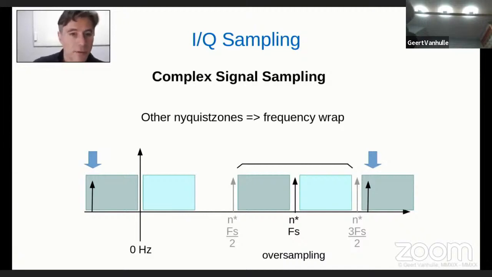So this is often misunderstood. You see here in the complex number field, once we are in our digital domain with our complex samples, we actually work with positive and negative frequencies.